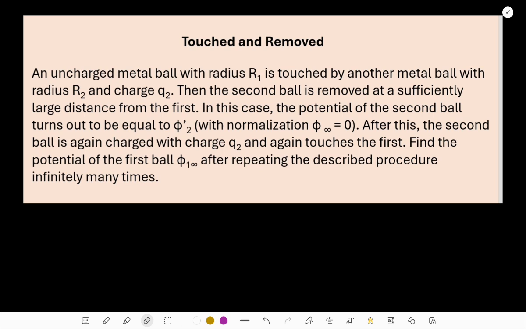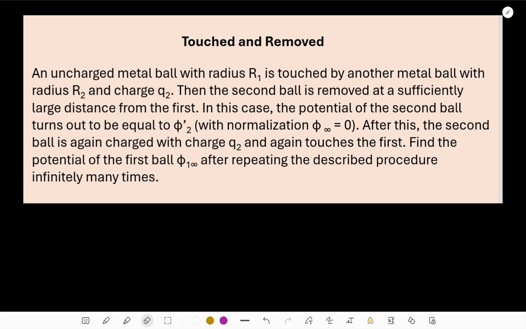So then the second ball is removed at a sufficiently large distance after touching. The second ball is removed at a sufficiently large distance from the first, that means contact between them is broken. And in this case, the potential of the second ball turns out to be equal to phi dash 2. That is the potential of the second ball. Normalization is, of course, at infinity. That means with respect to infinity, the potential of the balls can be taken as 0.